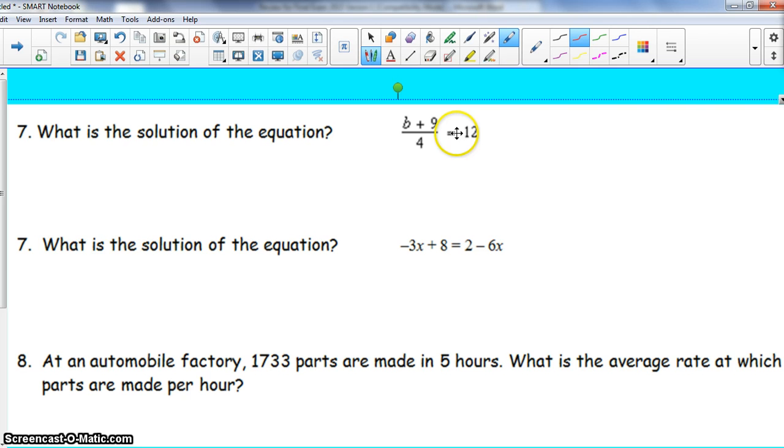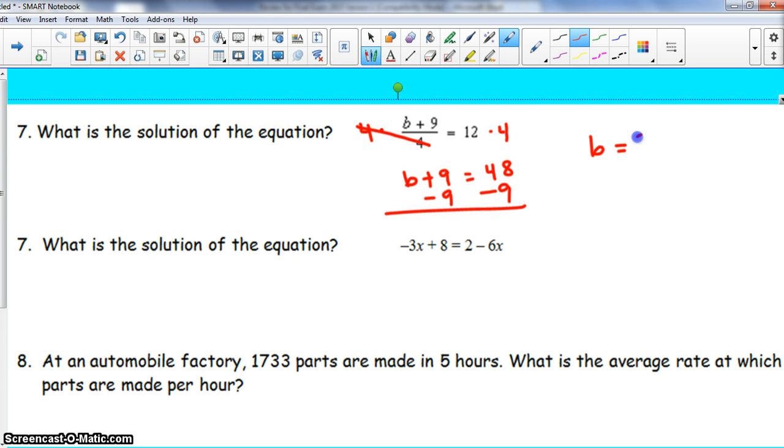Number 7, I undo the division by multiplying both sides by 4. That makes these 4's divide out. I'm left with b plus 9 equals 48. Now get the b by itself by subtracting 9. And I'm left with b equals 39.